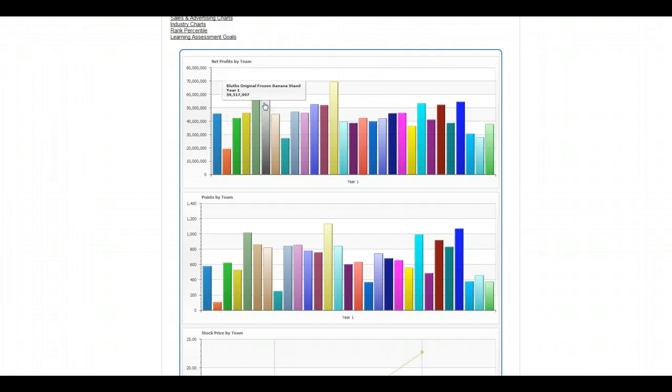We also had Bluth's Original Frozen Banana Stand. I guess a reference to Arrested Development. I'm still hoping this summer to get a Netflix account and see those new episodes.